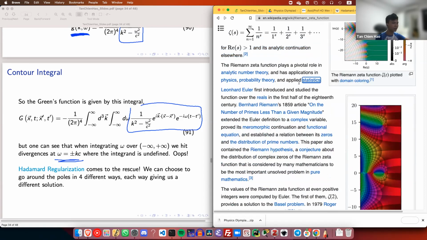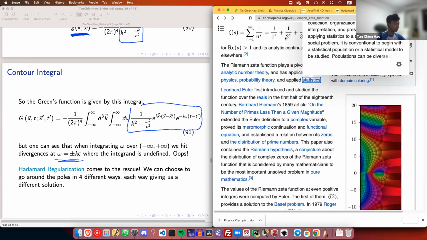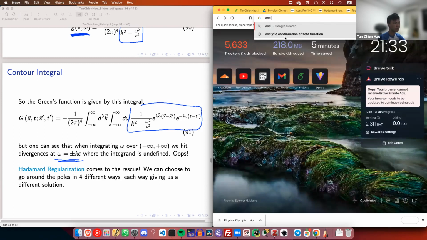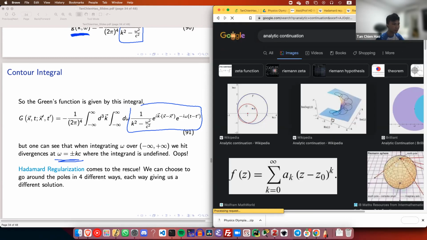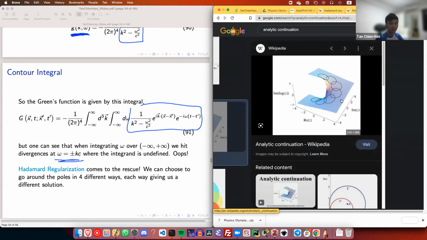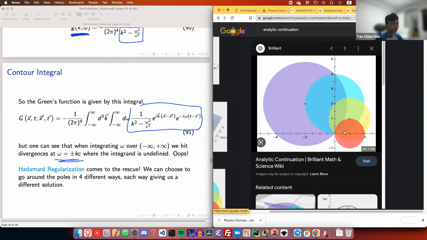And 3Blue1Brown also made a video on this. Yeah. So if we search analytic continuation, the diagrams will look something like what I've described so far. In this case, it's a Riemann surface, so you analytically continue along the Riemann surface. Yeah, these are some ideas.